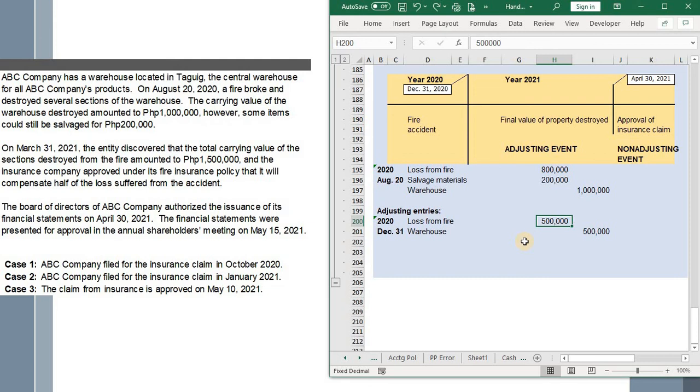So although the insurance claim is virtually certain because the entity already received the approval of the insurance company, we are not allowed to record the receivable from insurance because, again, the approval was received after the date the FS were authorized for issue. So this ends our discussion on PAS 10, which is about events after the reporting period.